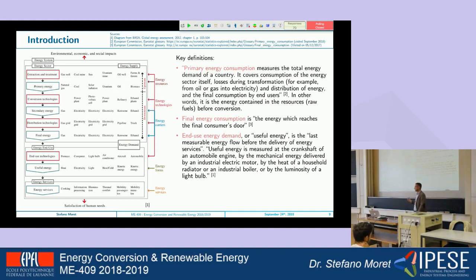Only at that point we get to what is called the final energy consumption. So the final energy consumption, in the case of cooking, for example, if you have a gas cooker, is the gas that enters at the consumer's door. So the gas you have at the entrance of your house. This definition is quite important because, as you'll see, when you look at energy statistics, most of the statistics are in terms of final energy consumption.